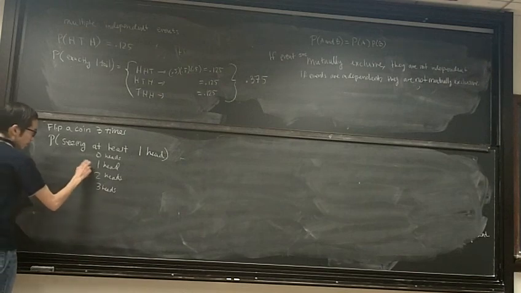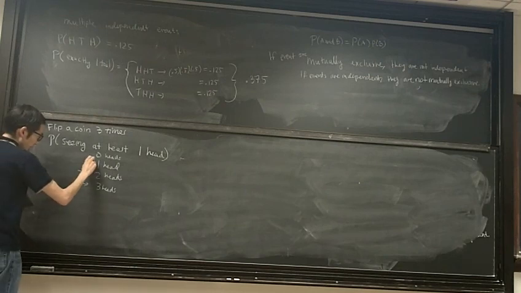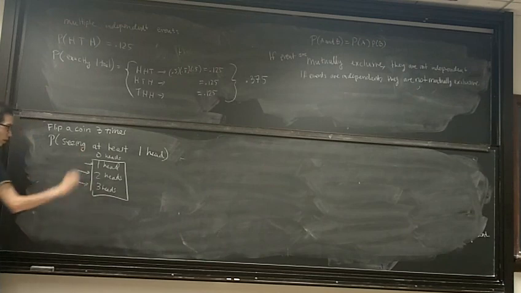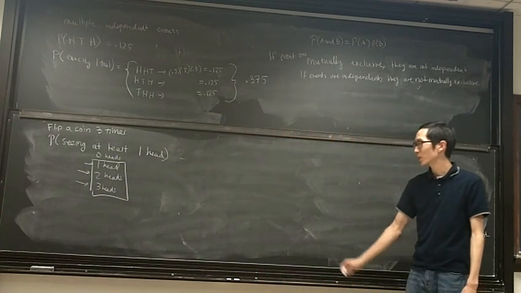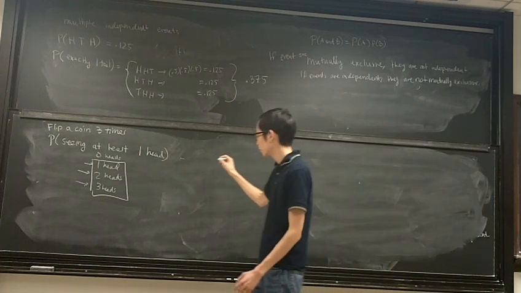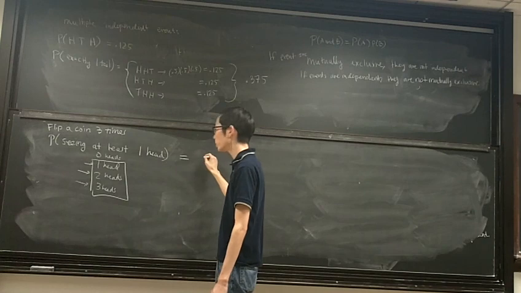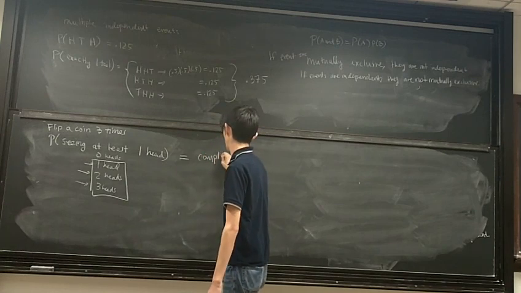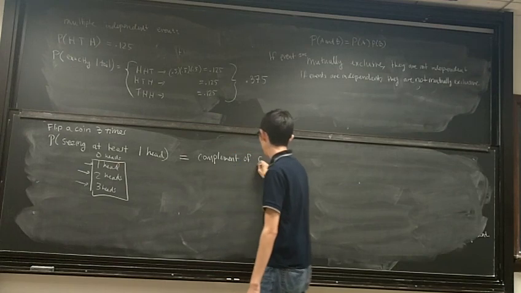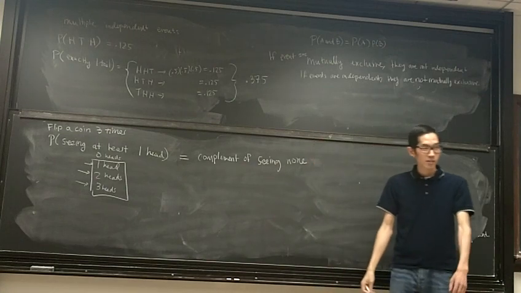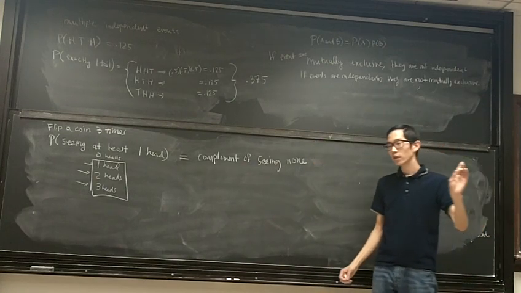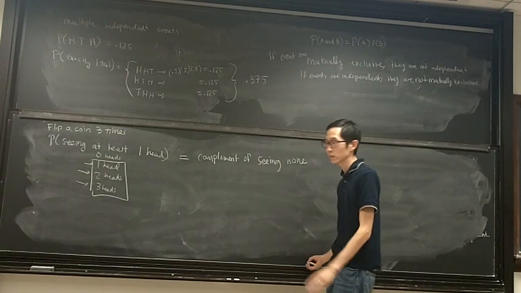Yeah. At least one. This satisfies, and this satisfies. So if I said at least one head includes those events, what is the complement of all of those events? One minus all of those, or none. So at least one is the complement of seeing none. This is actually true for everything in life. Seeing at least one is the complement of seeing none.